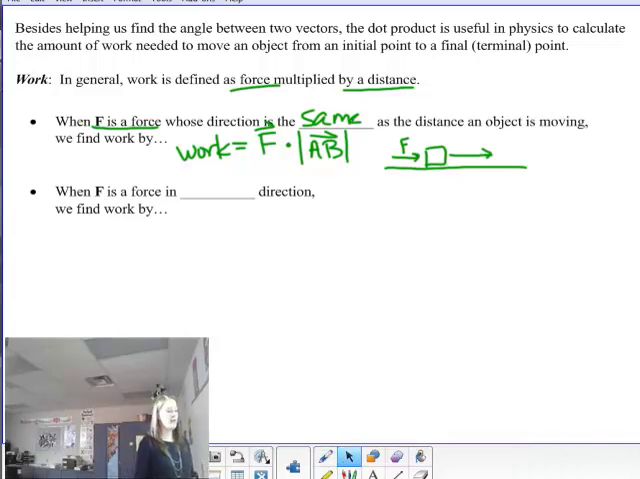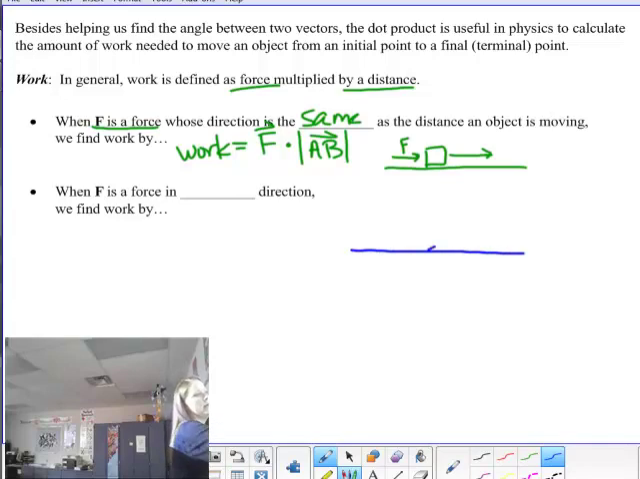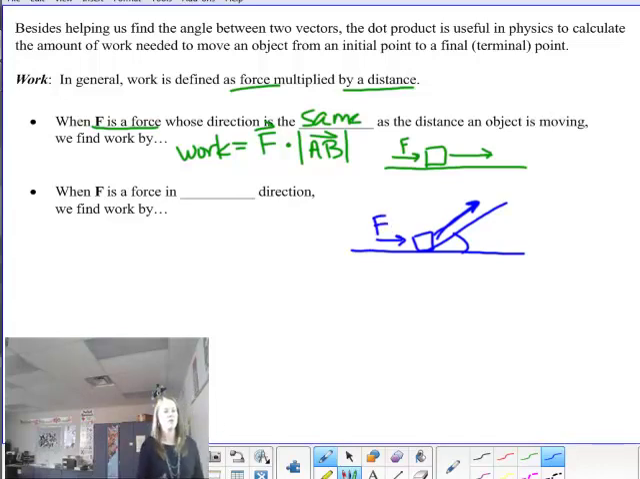What if force is in a different direction? What if I have maybe a ramp, and I've got a box at the end of the ramp, but when I apply my force horizontally, the box doesn't actually move horizontally, something's in its way, and the box moves up the ramp. So in that case, obviously there's a difference between the direction of the force and the direction for the distance that the object is traveling. So we're going to need an angle between those two.